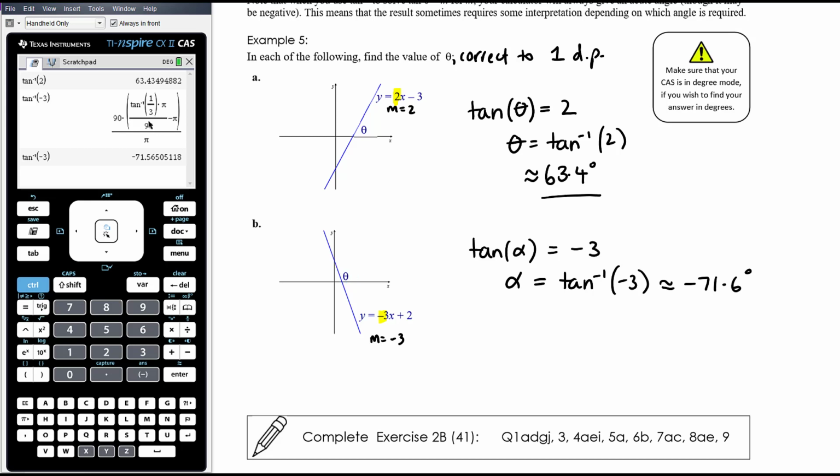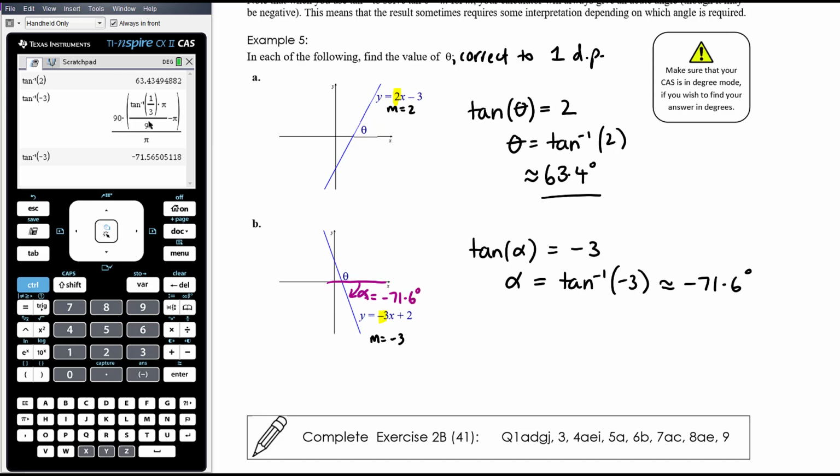Obviously the answer isn't negative, the angle of slope's not negative, but you can think about that as indicating that it's giving you the angle under the x-axis. Under the x-axis by 71.6 degrees. So therefore, that's alpha there. An angle isn't negative, but you can think about the negative as telling you I'm an angle that's under the x-axis.